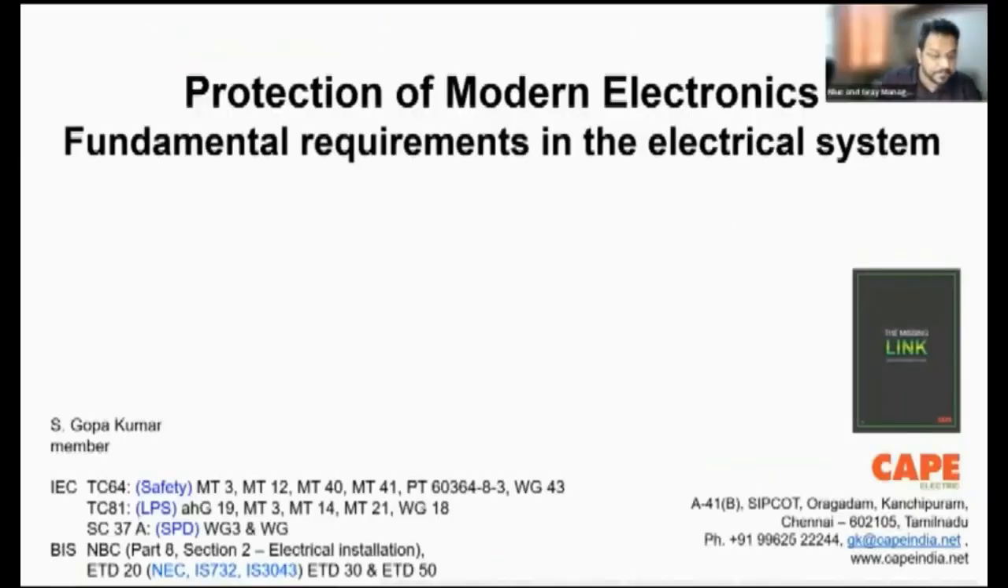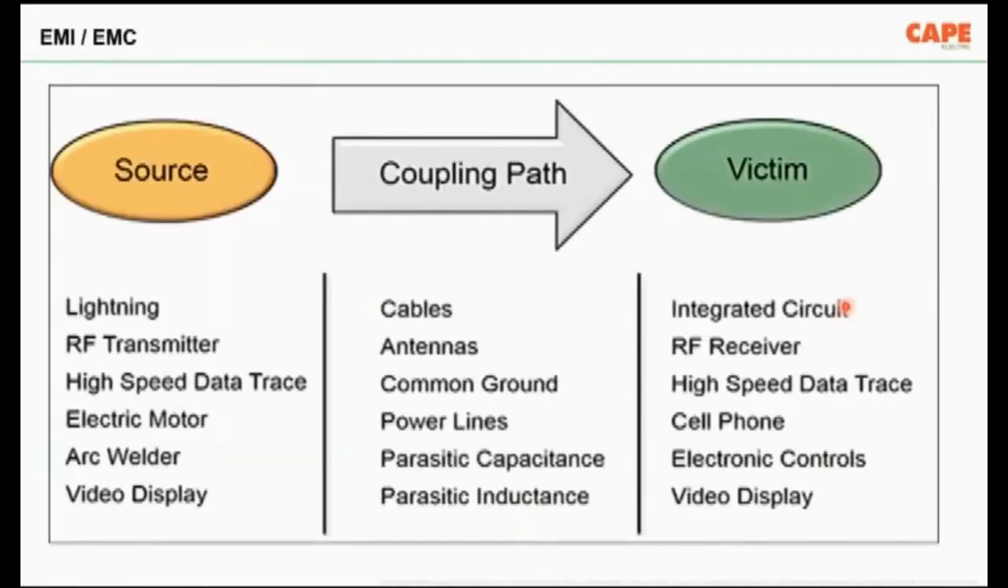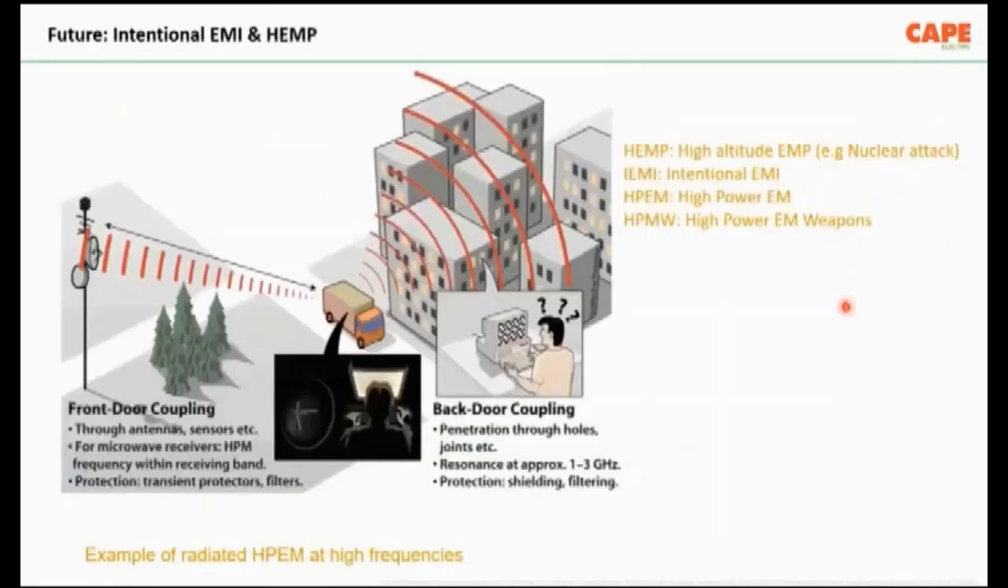Now, my subject is protection of modern electronics, fundamental requirements in the electrical system, because the electrical system must be stronger to support the electronic installations in case of any kind of failure or any kind of disaster. My subject, all of you know that EMI and EMC has a source, a coupling path, and a victim. And also the intentional electromagnetic pulse, which is becoming an important subject in the future.